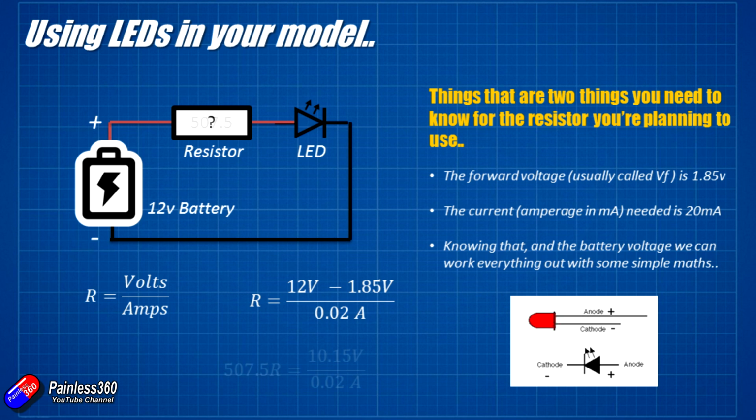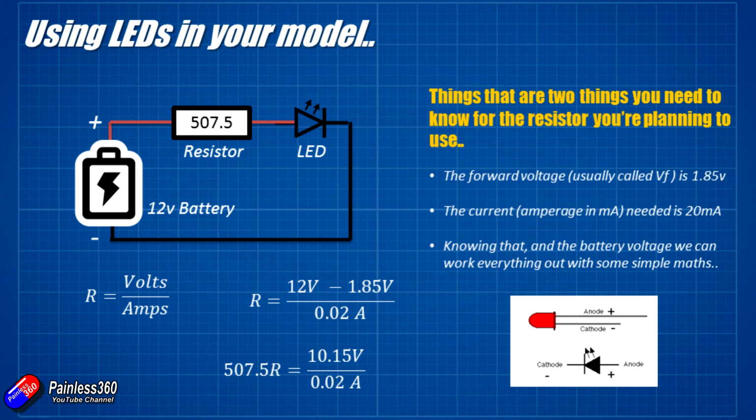So we're going to divide 10.15 volts by 0.02 amps, and that tells us that the value of resistor we need is about 507.5 ohms. So we need to get a resistor that's there or thereabout.